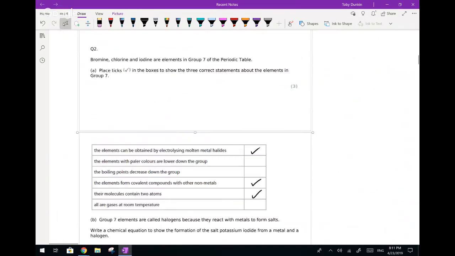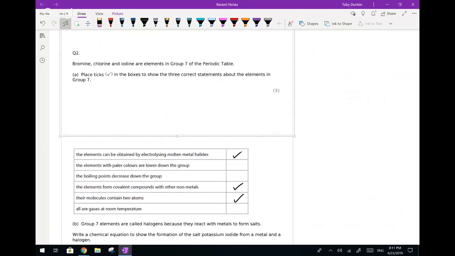Next. Right, it then says bromine, chlorine, iodine, group 7. Tick the boxes that show the correct statements. The elements can be obtained by electrolysis from molten metal halides. That is correct. That's how we obtain them. We melt the salts and we electrolyze them.